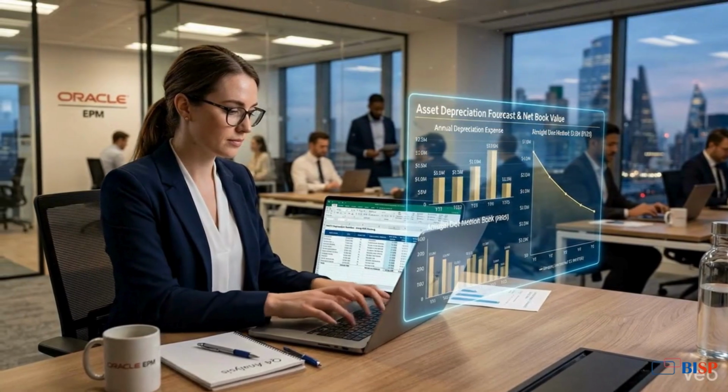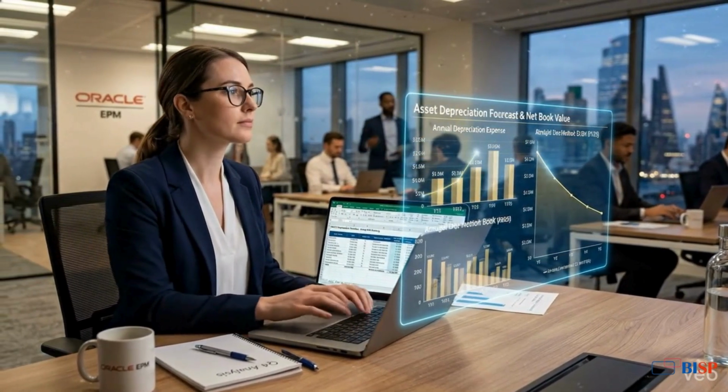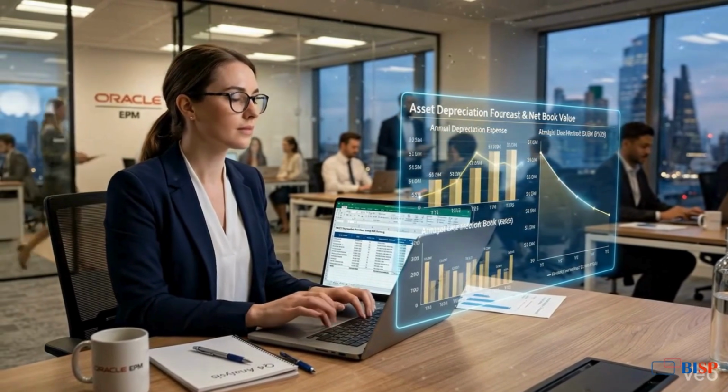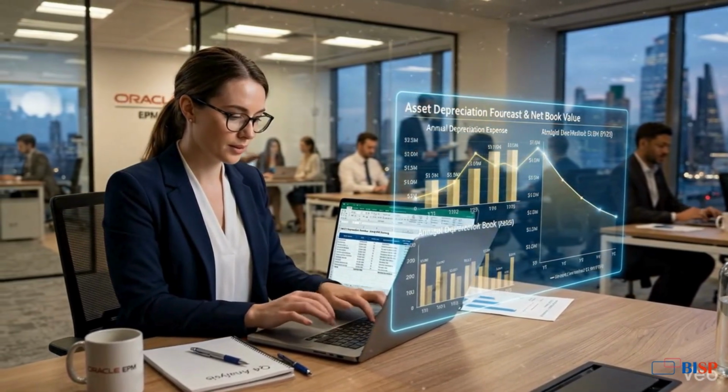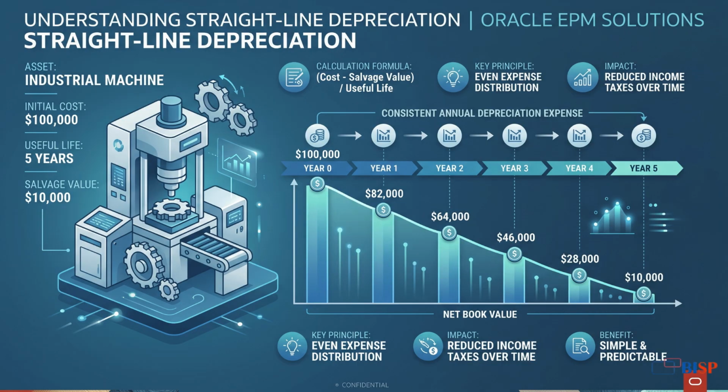So, how do we spread the cost of this asset evenly over its useful lifespan? This is where the straight line depreciation method comes in. Under the straight line method, we spread this expense evenly over its useful lifespan, resulting in a fixed annual depreciation per year. So now let's see how we'll calculate the annual depreciation using the straight line method.